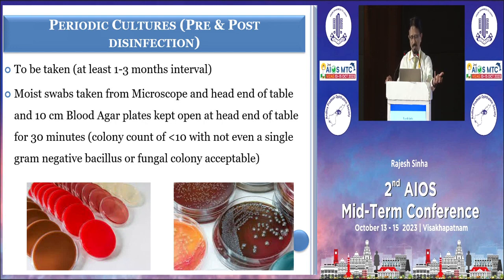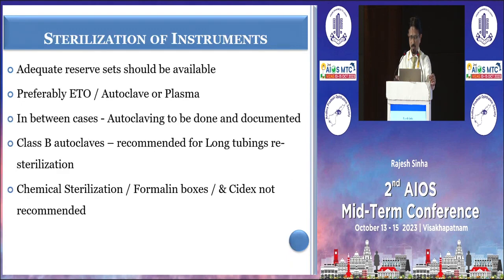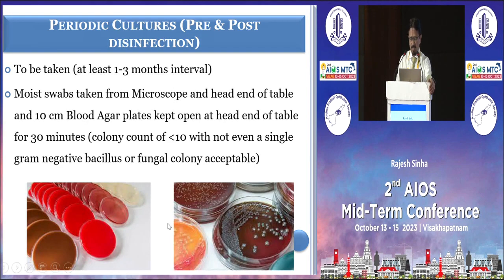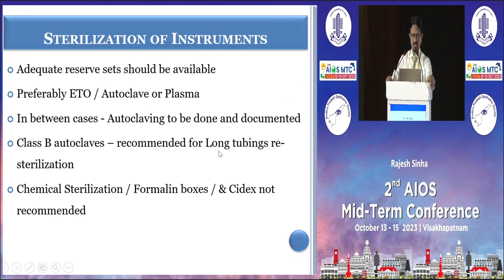You can take moist swabs from the microscope and the head end of the table. You can keep blood agar plates open for 30 minutes at the head end of the table, and that is how you get to know whether there's any significant infection or not. Of course, a colony count of more than 10 is significant, and even a single gram-negative bacillus or fungal colony is suspicious, and we have to go ahead and do something for the OT sterilization.